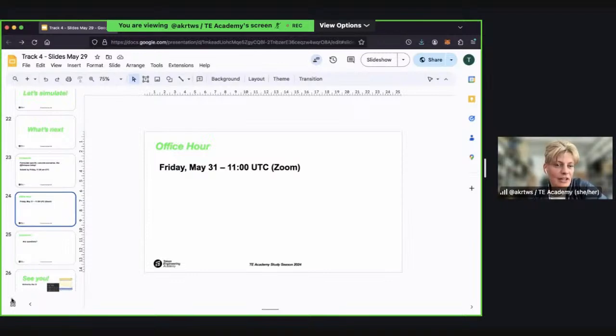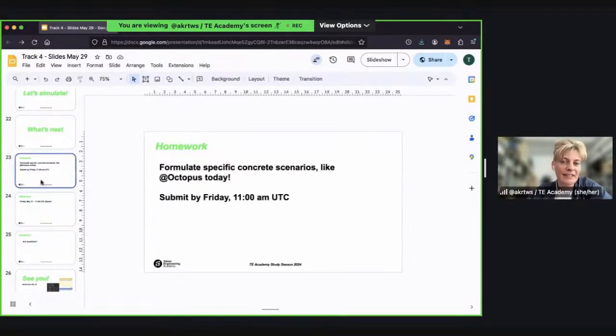So this is the task. And don't forget, be specific, formulate specific concrete scenarios, concrete questions you'd like to explore via the model. I think that's it from my side.